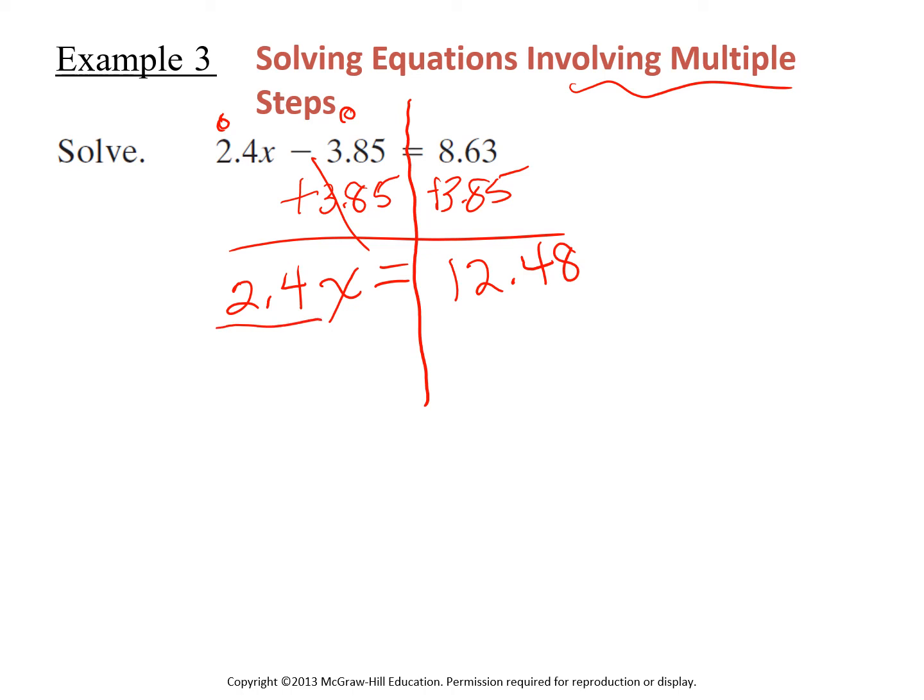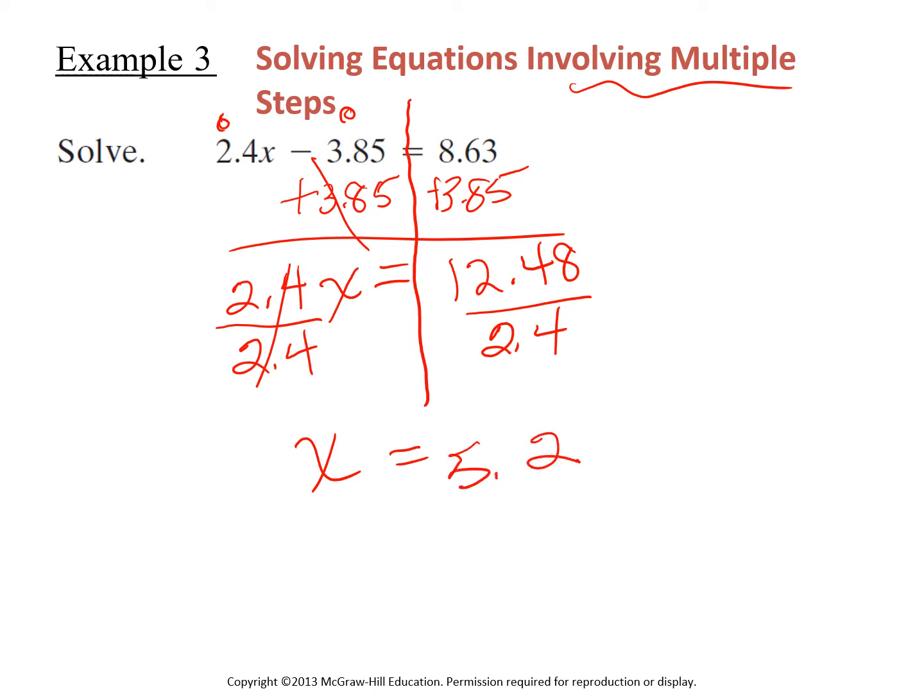And now I'll divide by the coefficient 2.4 on both sides of the equation. And 12.48 divided by 2.4, x is equal to 5.2.